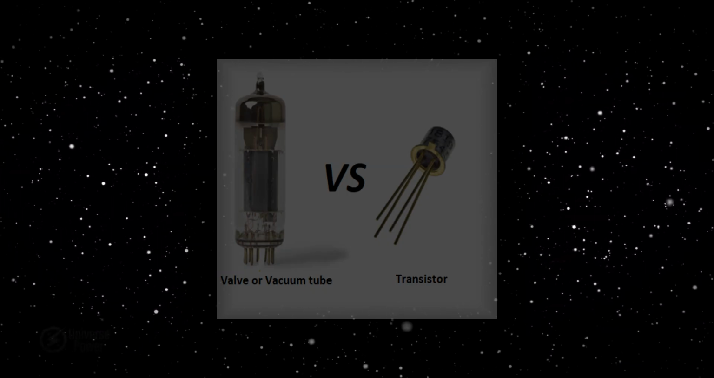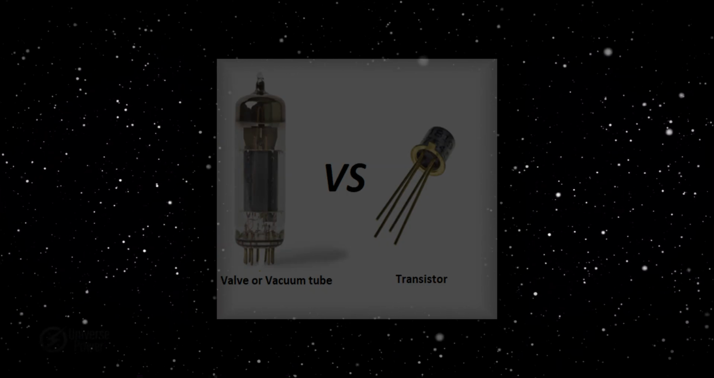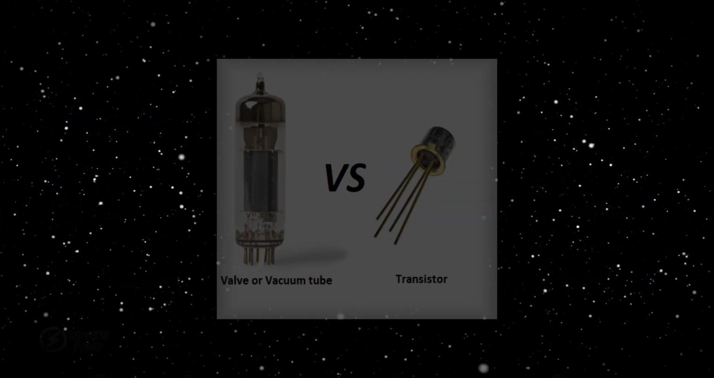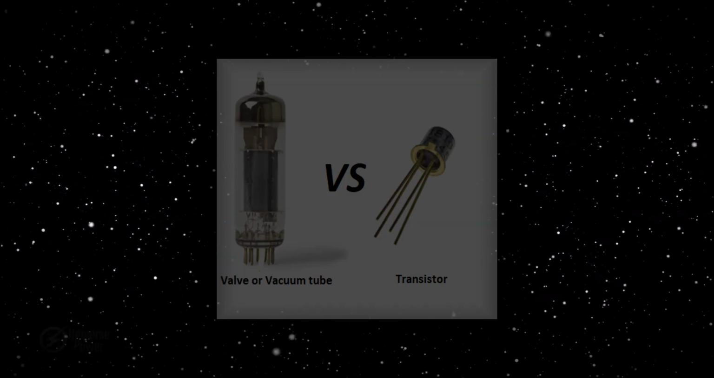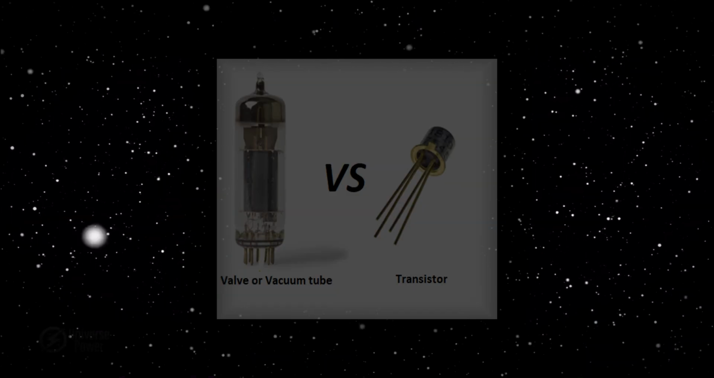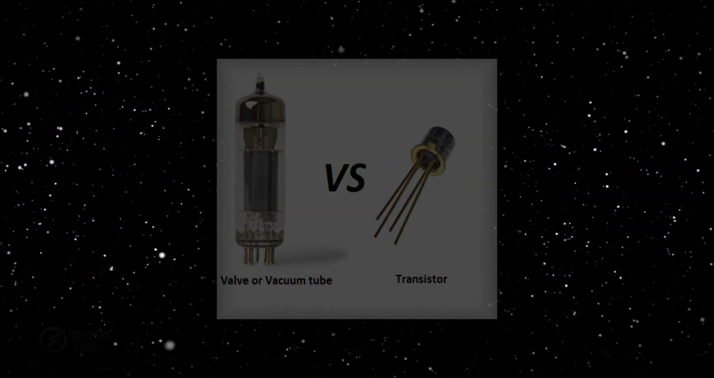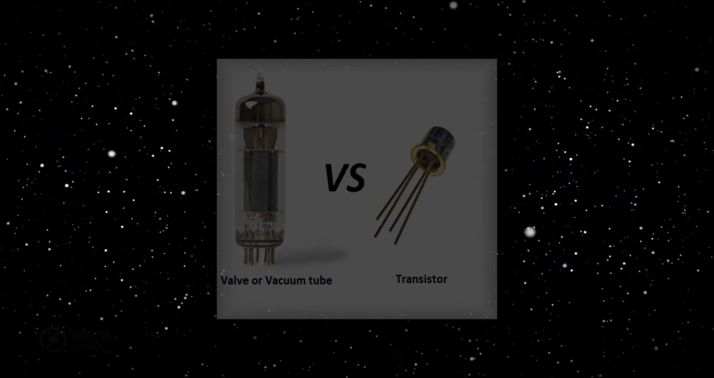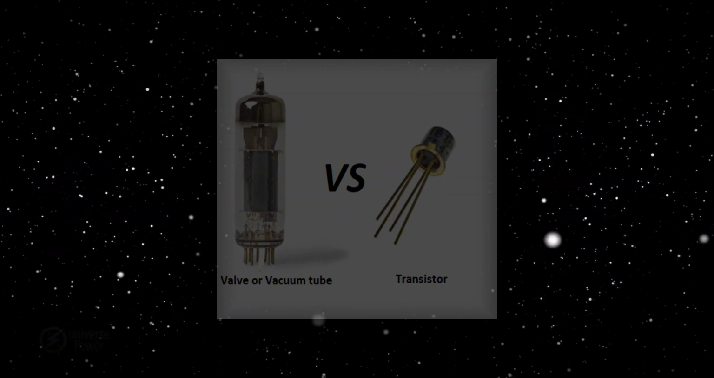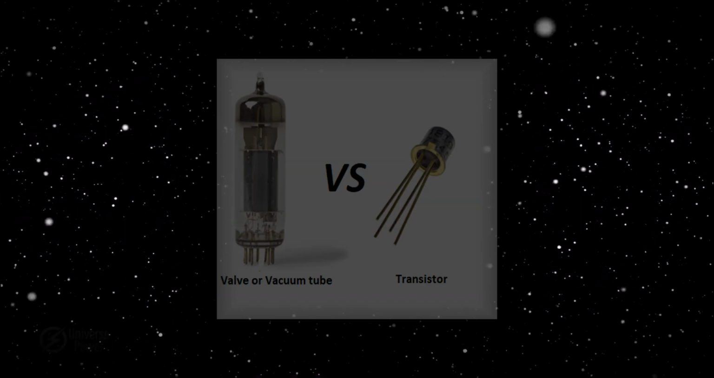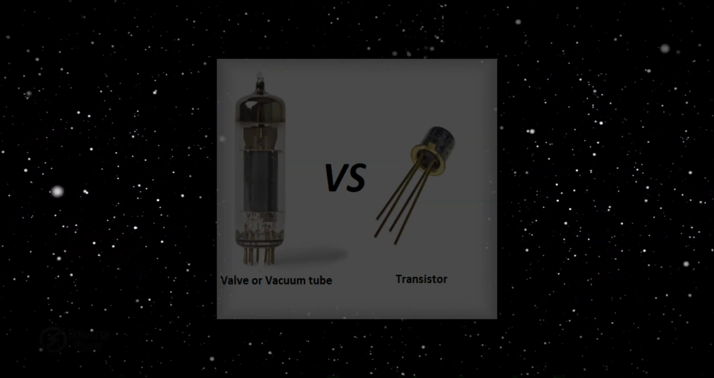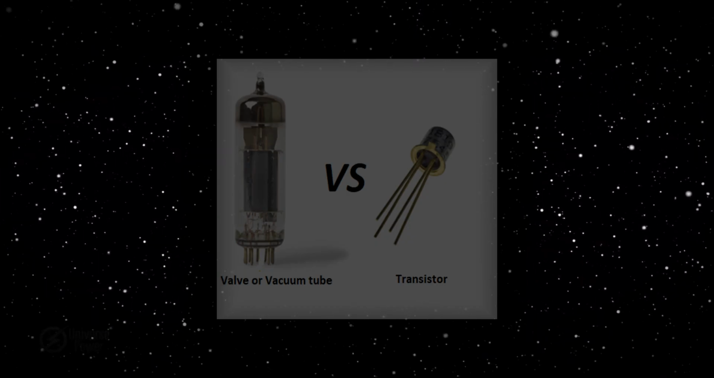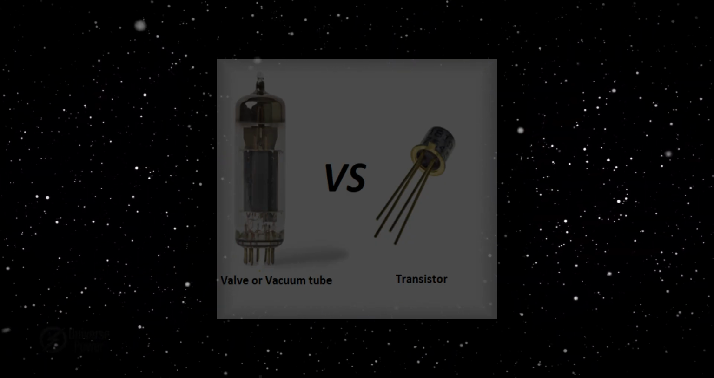Level 26: Transistors replacing vacuum tubes. In 1947, at Bell Labs, John Bardeen, Walter Brattain, and William Shockley invented the transistor. Smaller, faster, and far more reliable than vacuum tubes, transistors transformed electronics. They consumed less power, generated less heat, and lasted longer. Early computers with thousands of vacuum tubes often failed every few hours.